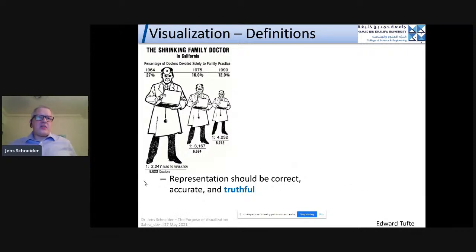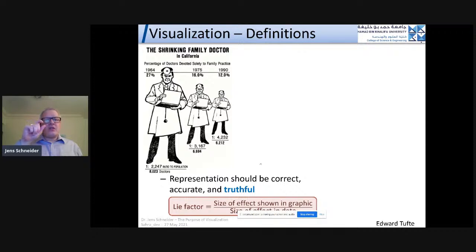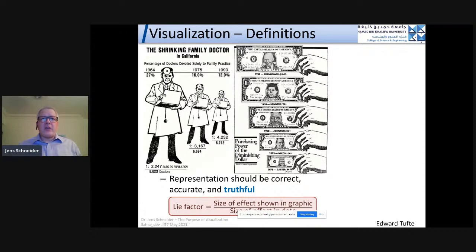Here's another example. The trick is that you shrink the doctor to represent the percentages in both X and Y direction, and therefore the doctor appears much too small. This doctor here should be a little less than half the size of this guy, but it's perceived as about a quarter. This is what we call the lie factor: the size of the effect shown in the graphics divided by the size of the effect in the data. Same for the $1 bill. This here should be 44% of the perceived size of this $1 bill here.